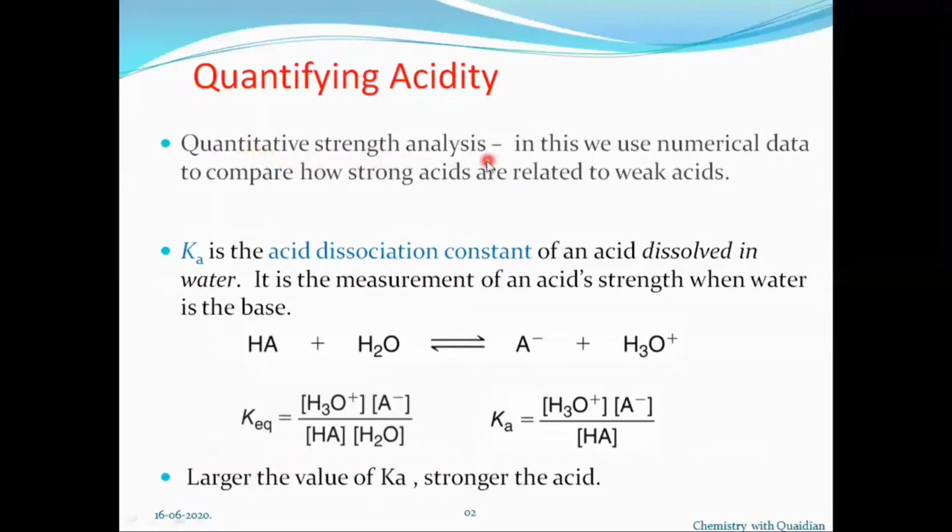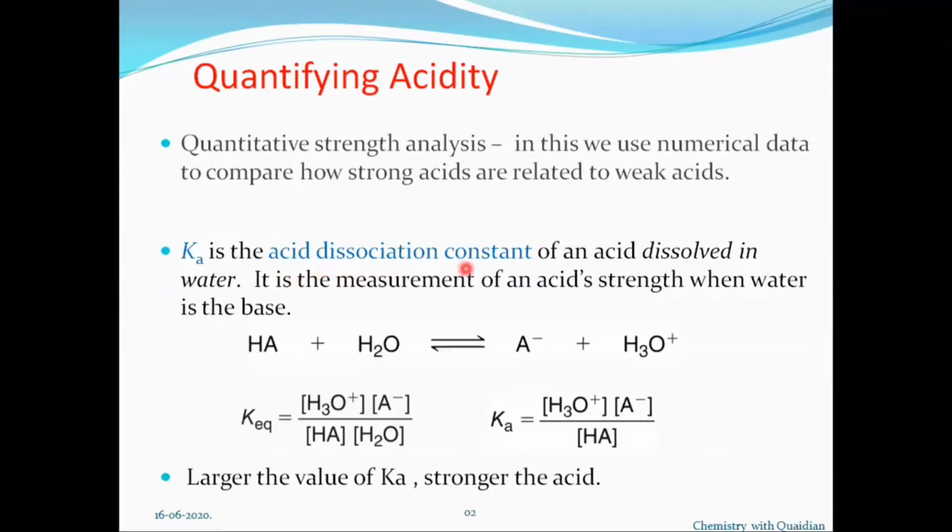Quantitative strength analysis. In quantitative strength analysis, we use numerical data to compare how strong acids are related to the weak acids. For acids, we use the term Ka, which is called the acid dissociation constant. An acid dissociation constant is the equilibrium constant for the ionization of an acid. We know that an acid, when dissolved in water, ionizes. The acid ionization represents the fraction of the original acid that has been ionized in solution. Therefore, the numerical value of Ka is a reflection of the strength of the acid.